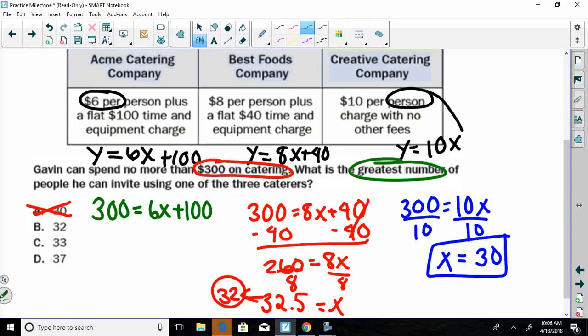How do I get X by itself? Subtract 100 on both sides, and I get 200 equals 6x. Then what do you do? And what do you end up getting?